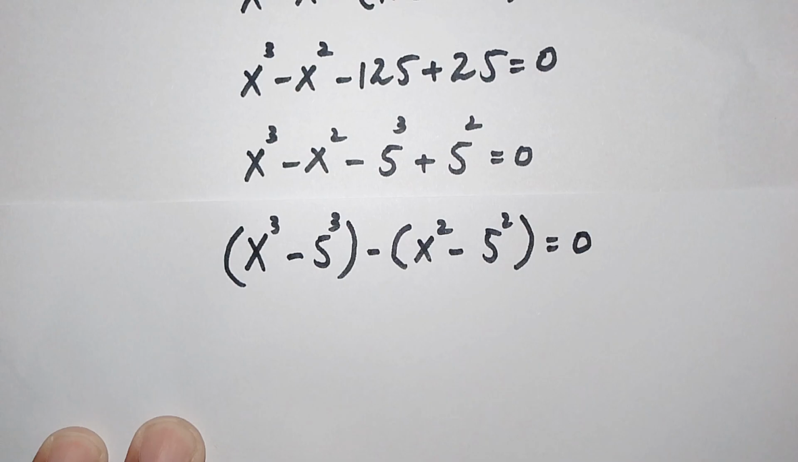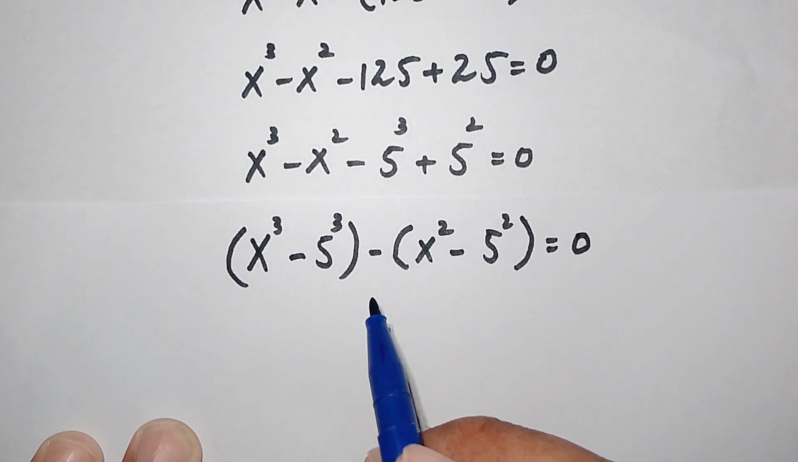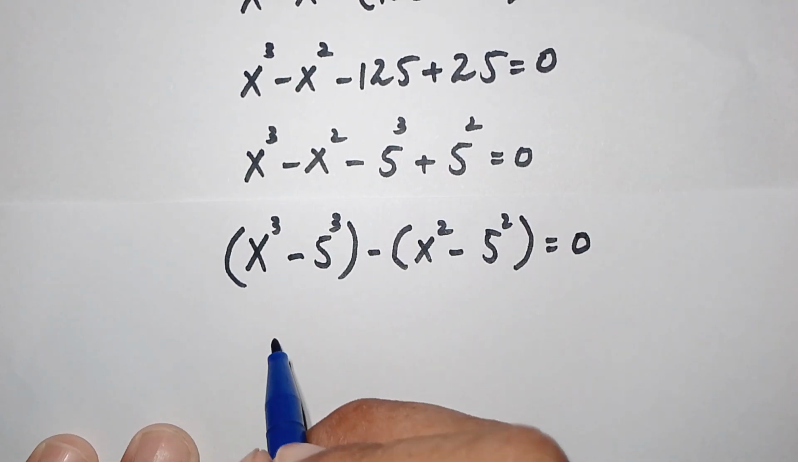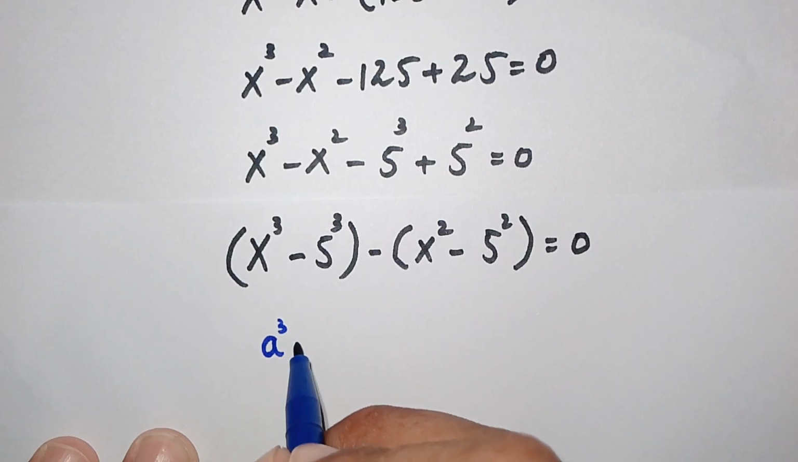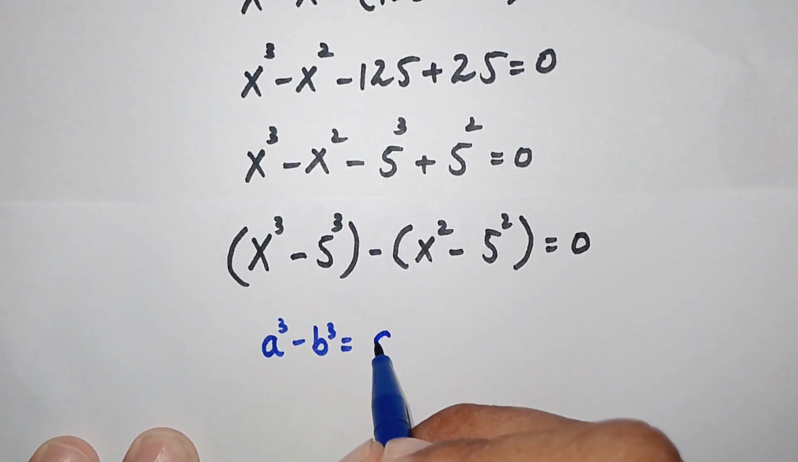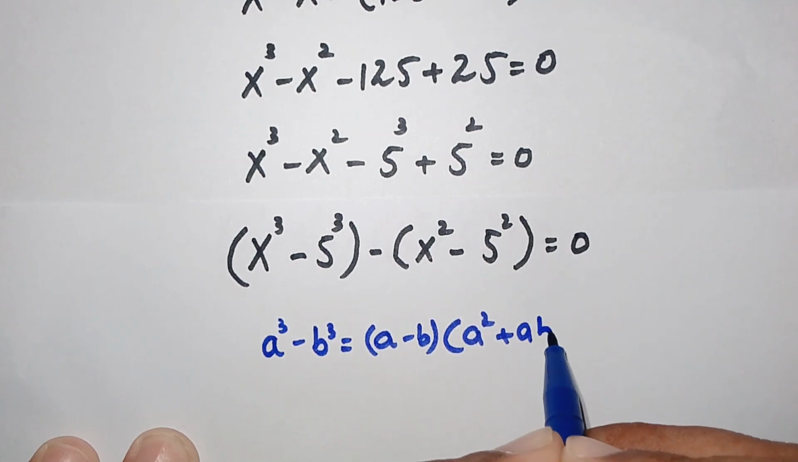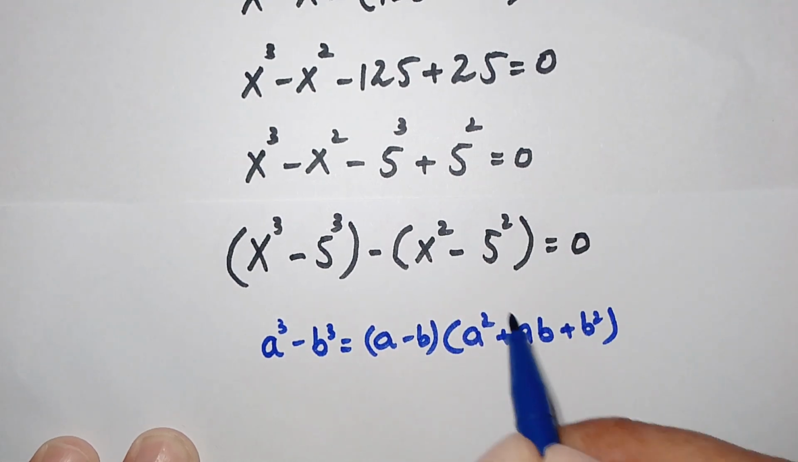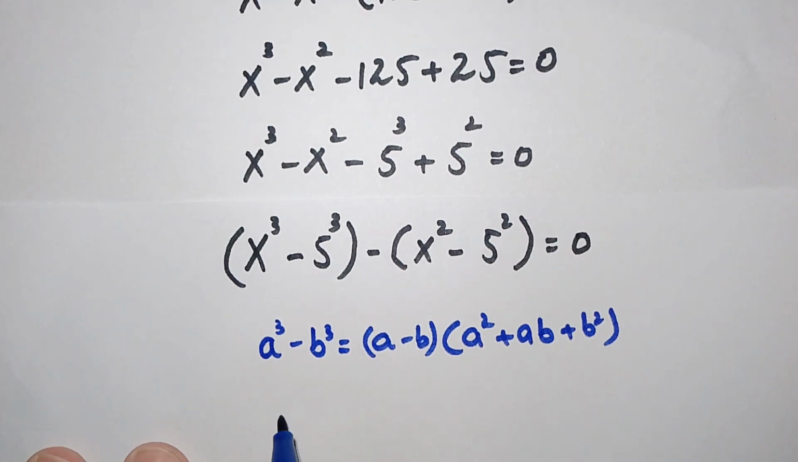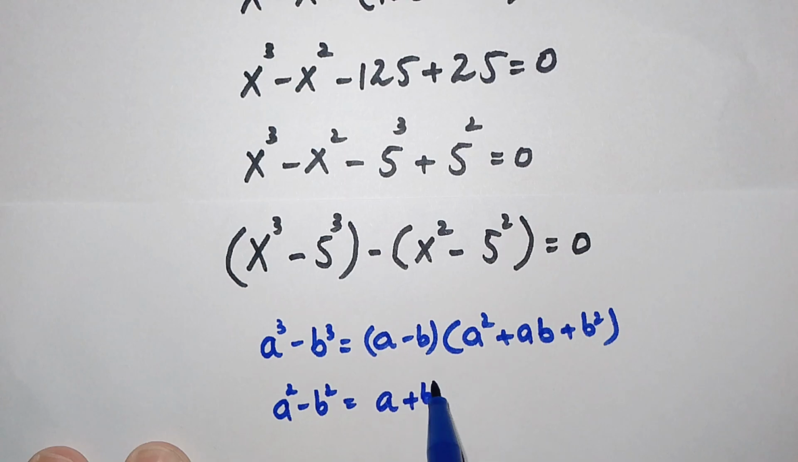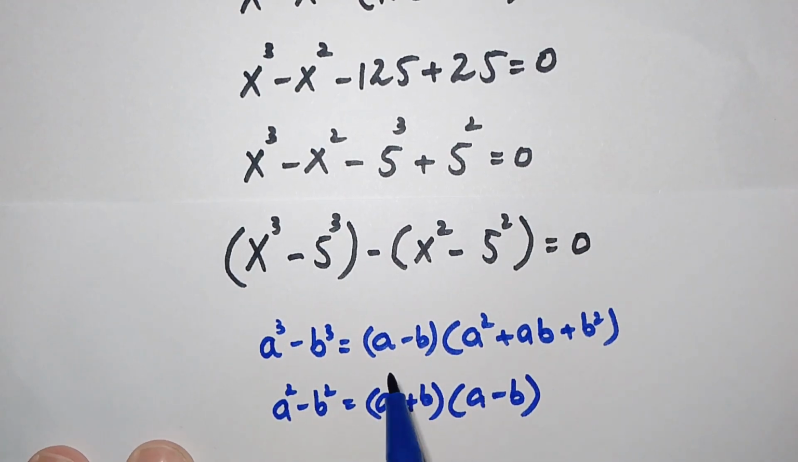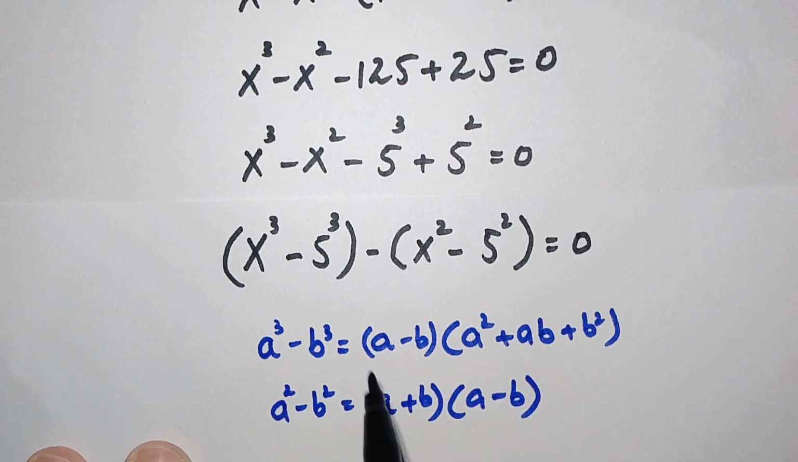Now, to solve this interesting question, here we have to use two identities. For this, we have to use the identity a to the power of 3 minus b to the power of 3, which is equal to a minus b times a square plus ab plus b square. And for this, we have to use the identity a square minus b square, which is equal to a plus b times a minus b. So, here we have to use these two identities.